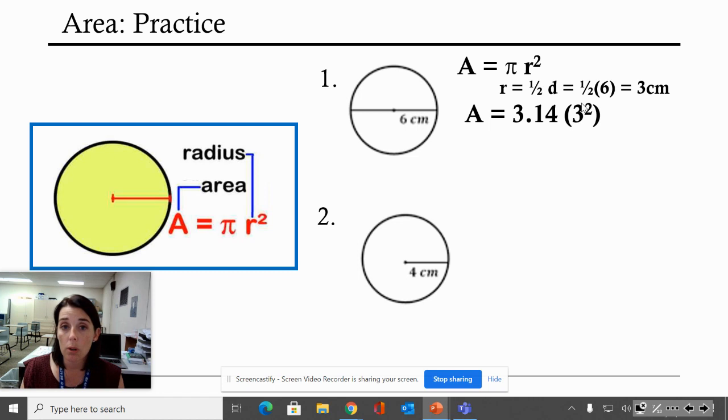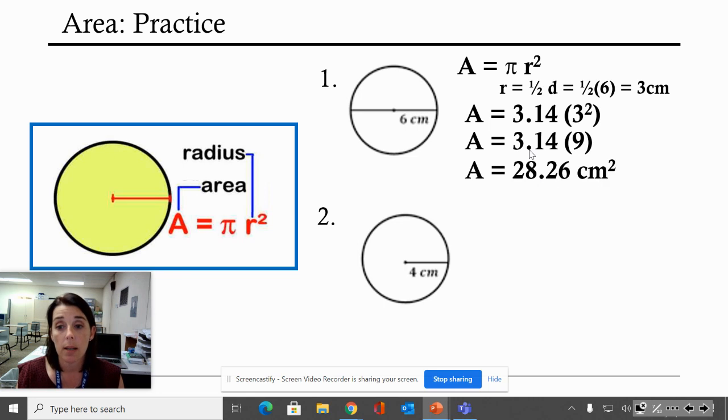And according to the order of operations, exponents come before multiplication, so we're going to have to deal with that exponent first. So 3 times 3 turns into 9, and everything else is going to fall down. All right, now we can do our multiplication from left to right. So we're going to do 3.14, and we're going to multiply it times 9, and we're going to get 28.26 centimeters squared. We ended up with squared units because of this little exponent. It also squares the unit here, okay?